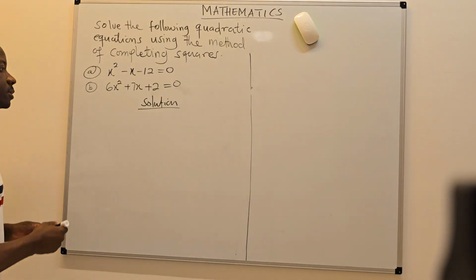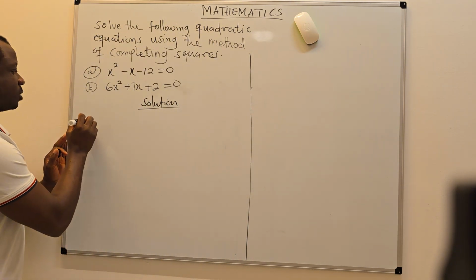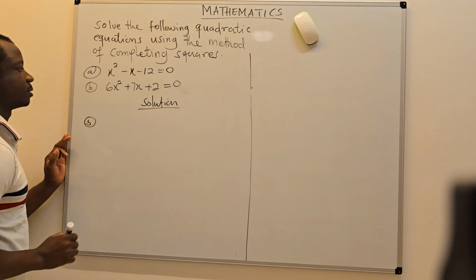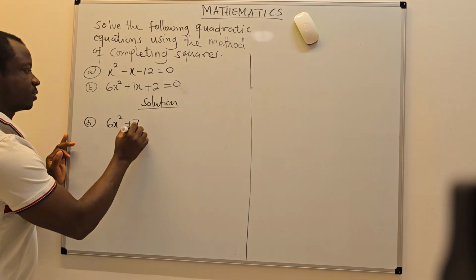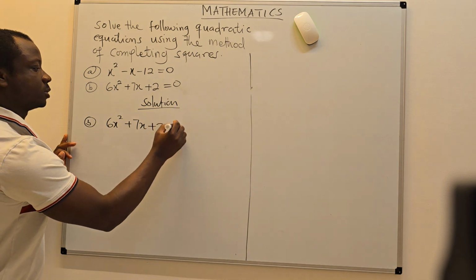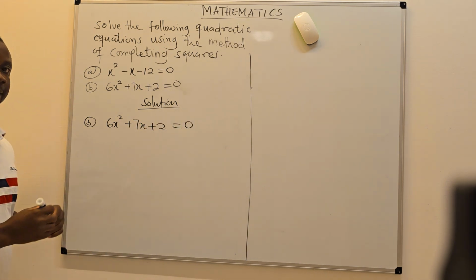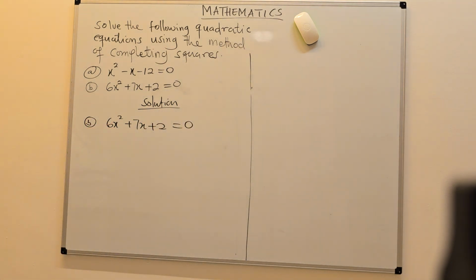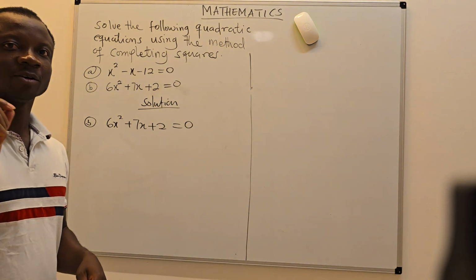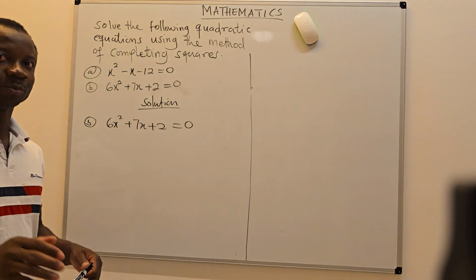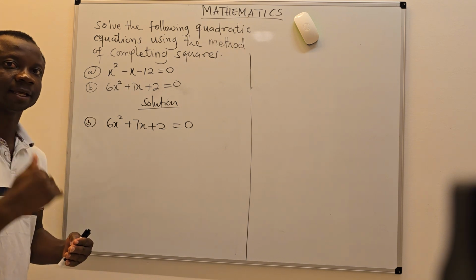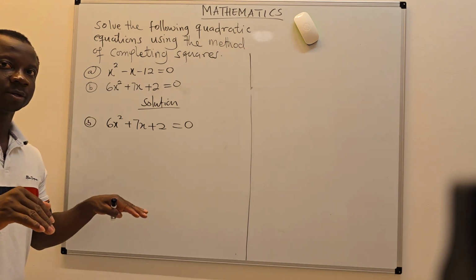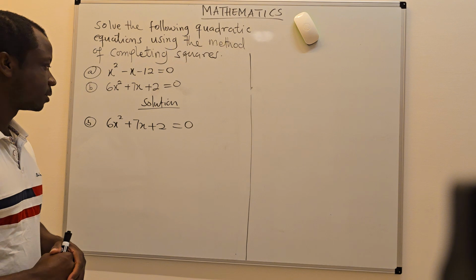Okay, now let's move on to the second question, which is part B of the question. 6x squared plus 7x plus 2 equals 0. Now, like I said, solving this equation using the method of completing square is very easy and very simple. It's just a few steps, especially the first, second, third step. If you're able to cross that step, you're going to get it right.